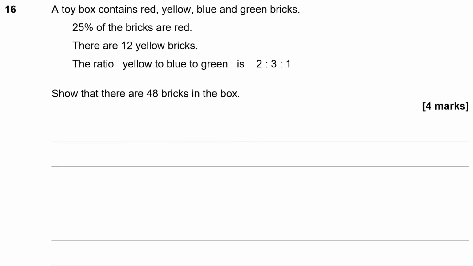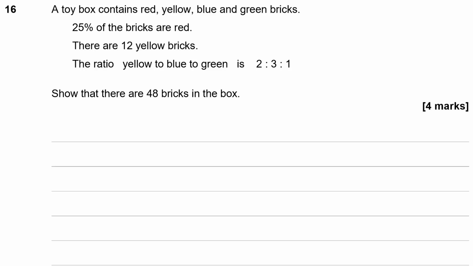Question 16. A toy box contains red, yellow, blue and green bricks. 25% of the bricks are red. There are 12 yellow bricks. The ratio of yellow to blue to green is 2 to 3 to 1. Show that there are 48 bricks in the box. So we've got four related facts that we need to try and work out.